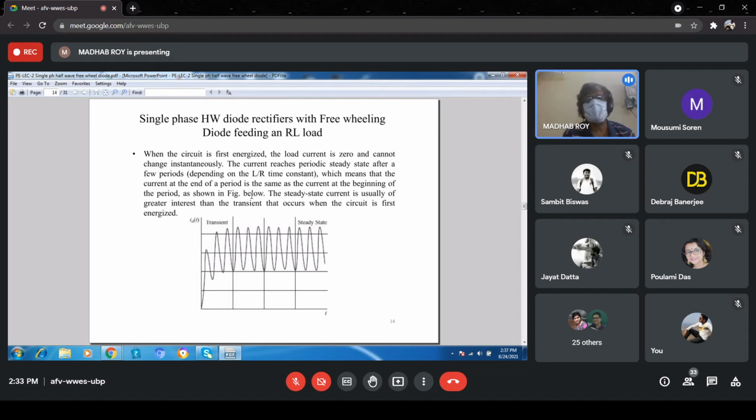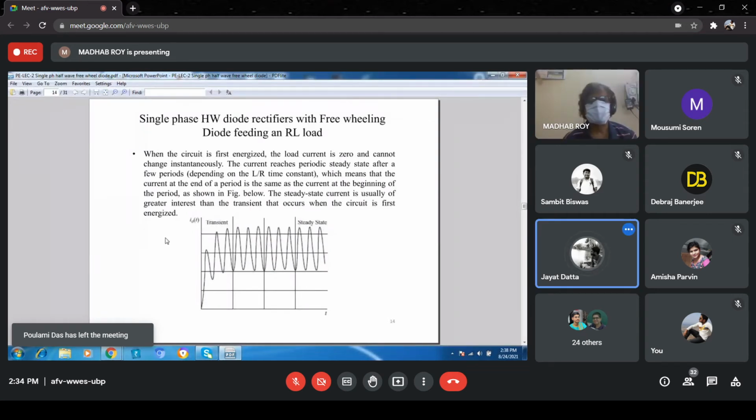Because if it changes instantaneously, that means in 0 time, then L di/dt, suppose di is something but dt is basically 0, then what will be the EMF? The EMF will be infinite. And if the EMF anywhere in the circuit is infinite, then what will happen? Can anybody guess? Hello? Is anybody here or have all of you left? No, sir, we are here.